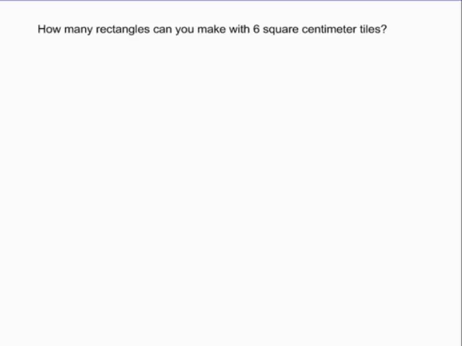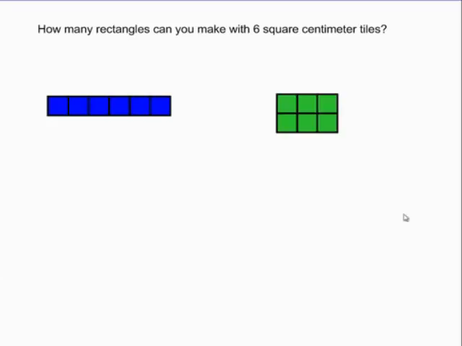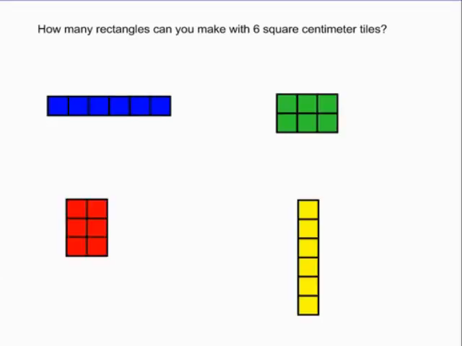With a little bit of experimentation, you should find that there are 4 different rectangles that can be made. There is a 1 by 6 rectangle, a 2 by 3 rectangle, a 3 by 2 rectangle, and a 6 by 1 rectangle. We want to think of all these rectangles as being different, even though there's a sense in which some of these are the same. The reason for this is that each rectangle represents a different multiplication fact. The blue rectangle represents the product 1 times 6 equals 6.